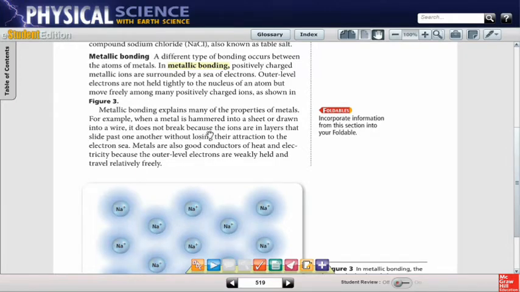Metals are also good conductors of heat and electricity because the outer level of electrons are weakly held and travel relatively freely, which means if I have an electric battery over here and I push in an electron, one pops out from this side because these guys are all loose. That's what makes them a good conductor.